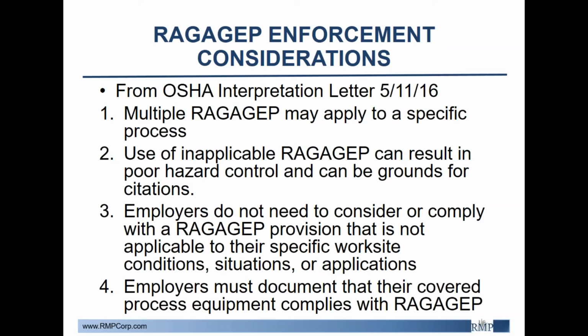Number 2, some employers apply RAGAGEP outside of their intended area of application, such as using ammonia refrigeration pressure vessel inspection recommended practices in a chemical plant or refinery process. This can result in poor hazard control and can be grounds for citation. The hazards in an ammonia refrigeration process obviously differ greatly from a refinery, so the two standards cannot be applied ubiquitously between the two. You have to use the standard that most applies to your process.